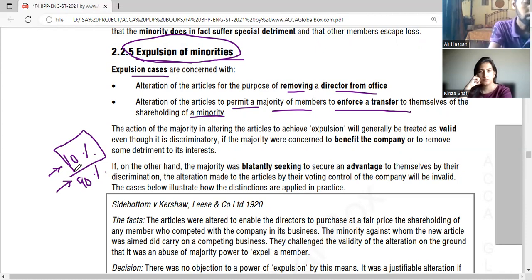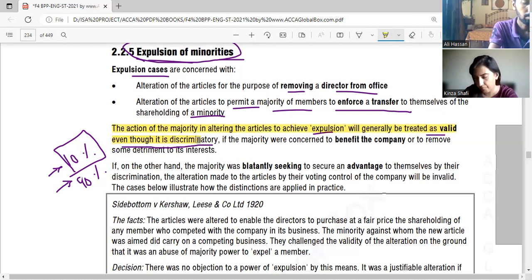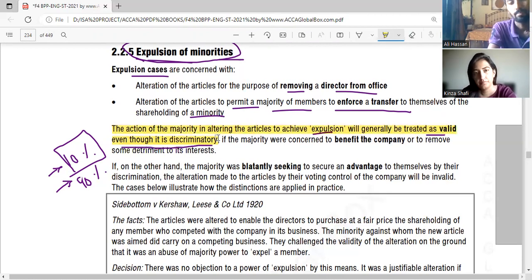Somehow they are planning something, so that they're planning to alter the articles in such a way that they don't even realize and their shares are transferred to the majority group of people. So that is also another case. The action of the majority in altering articles to achieve expulsion will generally be treated as valid, even though it is discriminatory. Very important statement for you guys to remember for your MCQs.